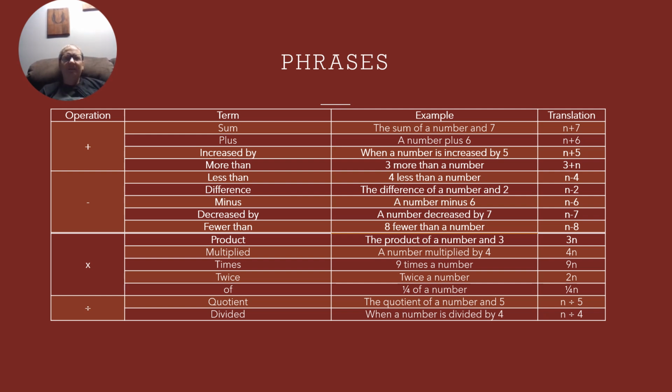All right, product is multiplication. A product of a number and 3 would be 3n. Multiplied: a number multiplied by 4, 4n. Times: 9 times a number, 9n. Twice a number is 2n. Of is the funky one. Of also means times. So 1/4 of a number would be 1/4 n. And then we have a couple for division. Quotient: the quotient of a number and 5 would be n divided by 5, and divided: when a number is divided by 4, n divided by 4. So there we go.